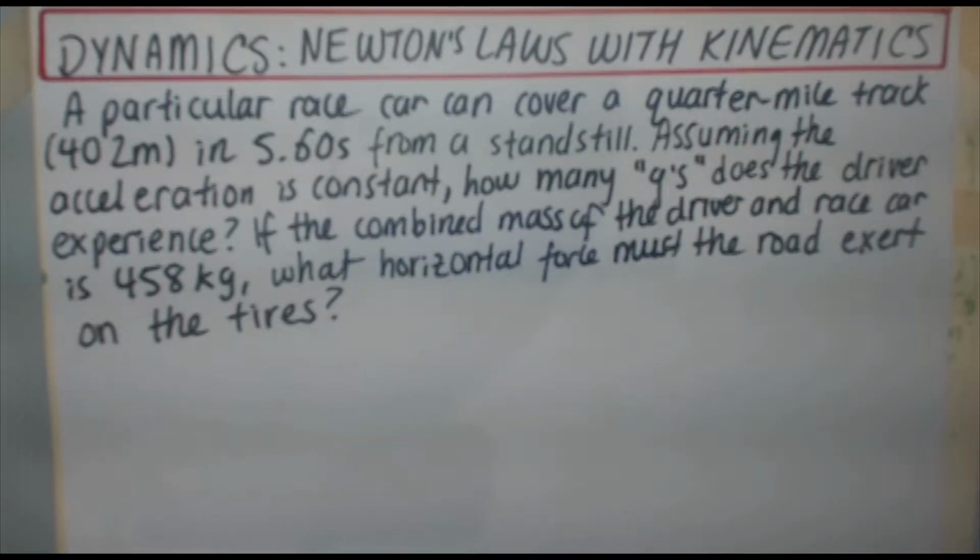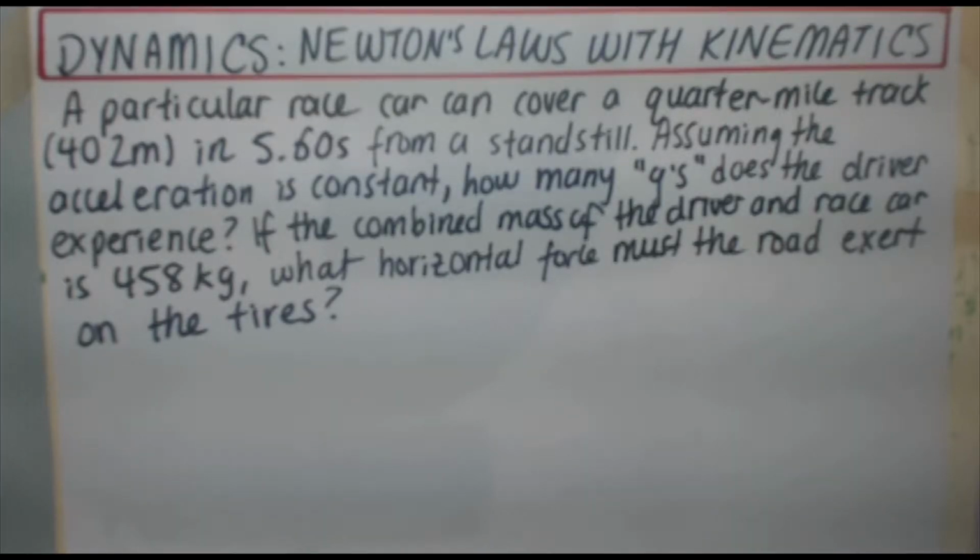A particular race car can cover a quarter-mile track, 402 meters, in 5.60 seconds from a standstill. Assuming the acceleration is constant, how many G's does the driver experience? If the combined mass of the driver and race car is 458 kilograms, what horizontal force must the road exert on the tires? So we're looking here for both an acceleration and a force.